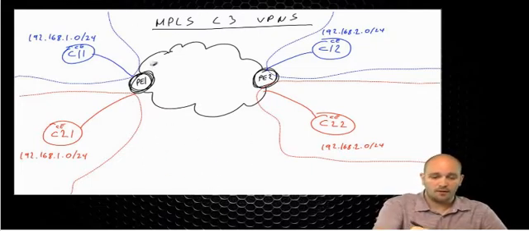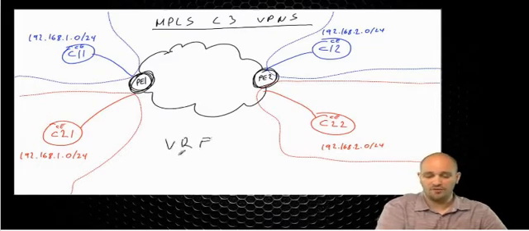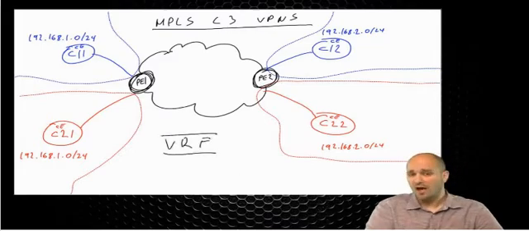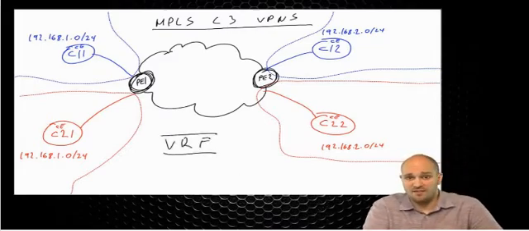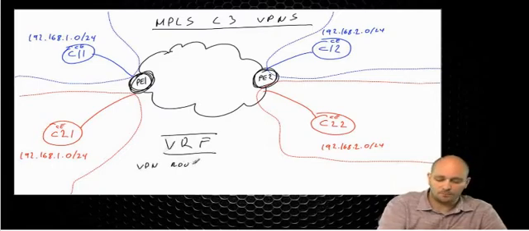So for the separation of these routing domains, we can use a feature that we call VRF. Now, some people call it VRF. I personally like to pronounce it as VRF. I don't know why, but VRF for some reason always hurts my ears. Now, what this stands for is the VPN routing and forwarding.